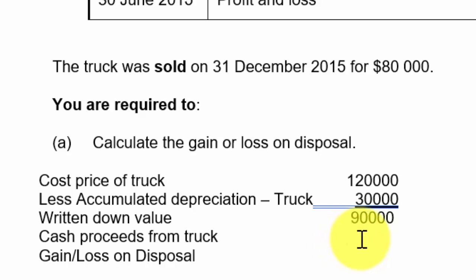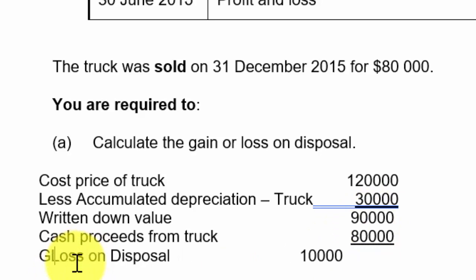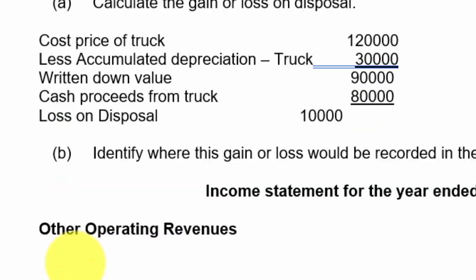So that's what I believe the value of the truck is. However, we only got $80,000 for it. That's information that was given up here. So that means that we've made a loss of $10,000. How did I work that out? Well, we thought it was 90. We only got 80. Right? Therefore, we've got a loss on disposal. Had the written down value been less, it would have been a gain, but in this instance it was more, therefore we've made a loss on disposal.